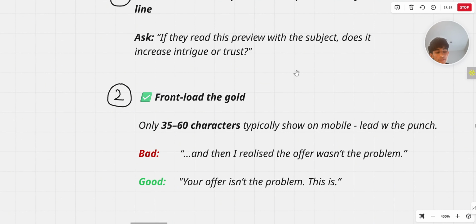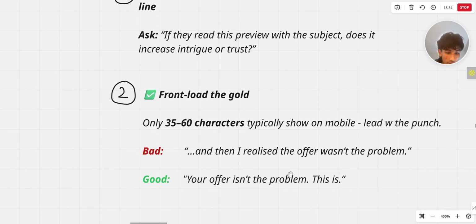Number 2 is you have to be concise. You have to front load the goal. Generally with preview text, especially on mobile, it'll only show 35 to 60 characters. So you cannot make it super long and super wordy and super not to the point. Just cut all of the fluff, cut all of the BS, and just get straight to the point.